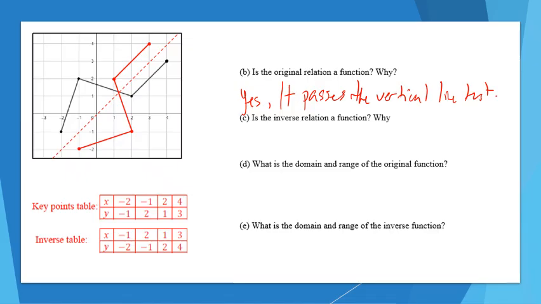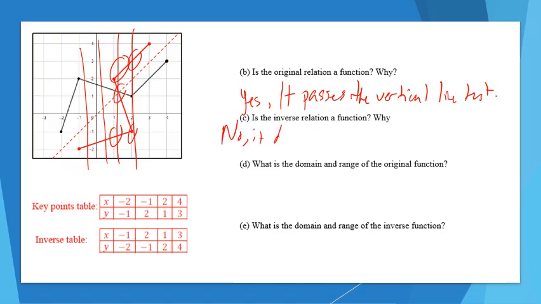All right, is the inverse relation a function? Now let's take a look at that red graph. Does the red graph pass the vertical line test? And the answer is no. There's a few points where it breaks that vertical line test. So this should say no, it does not pass the vertical line test.